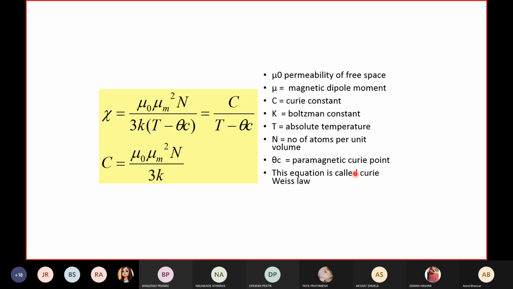So in the exam you will be asked what is the Curie-Weiss law, the equation for that. Just change the temperature here. Subtract the theta c value from the capital temperature T.